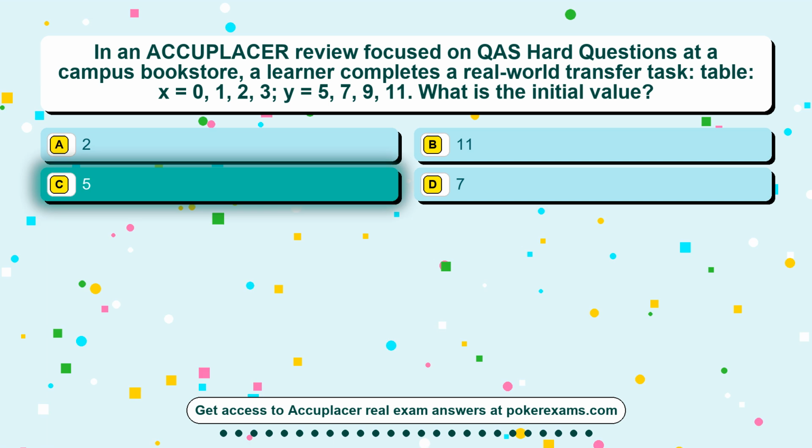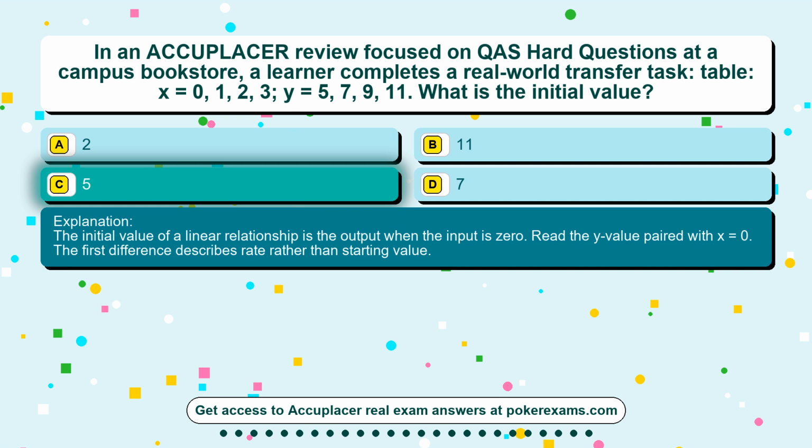The correct answer is option C, 5. The initial value of a linear relationship is the output when the input is 0. Read the y-value paired with x equals 0. The first difference describes rate rather than starting value.